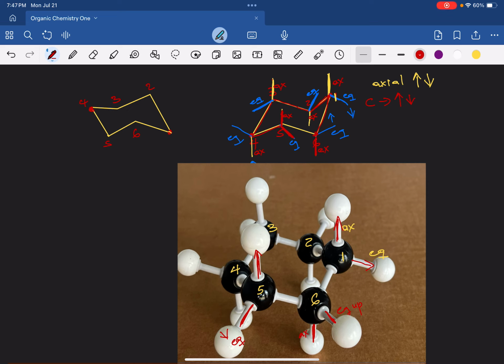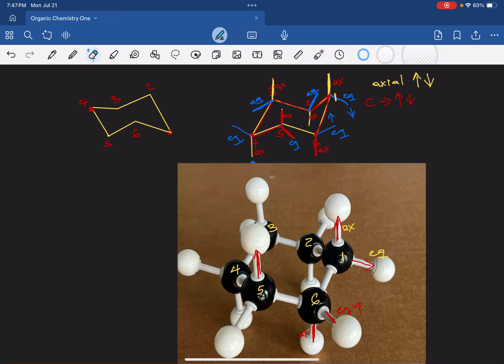Over on carbon 4, this is our equatorial bond. Notice it's up. Here you have your equatorial bond up and your axial bond down. So I wanted to show you, look at this. This right here is your equatorial up bond. This is what your equatorial down looks like. So that's up, this is down, right? Let's look here. You can look at it. This is when it's pointing up, this is when it's pointing down.